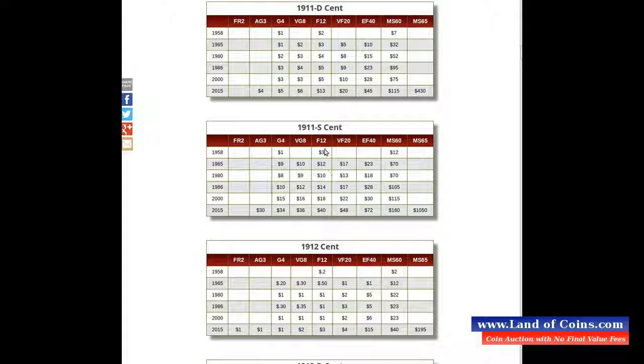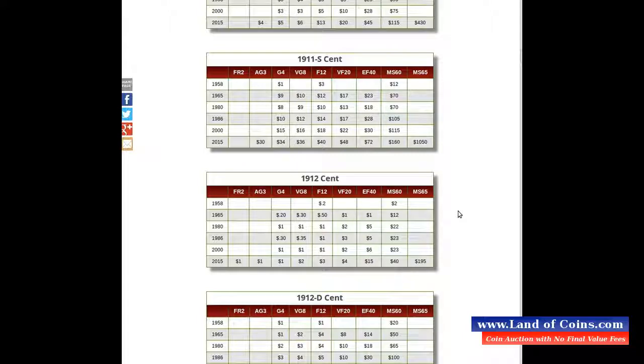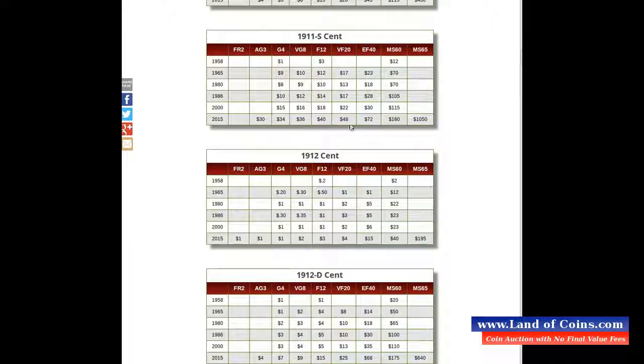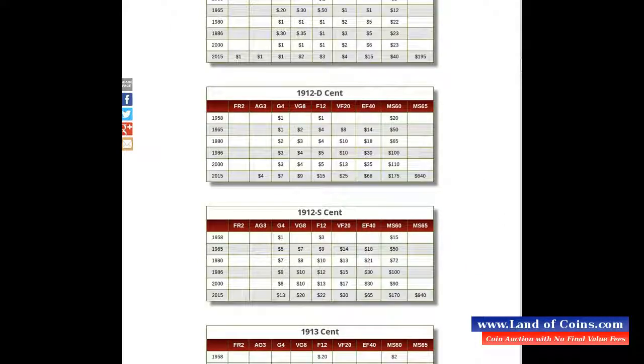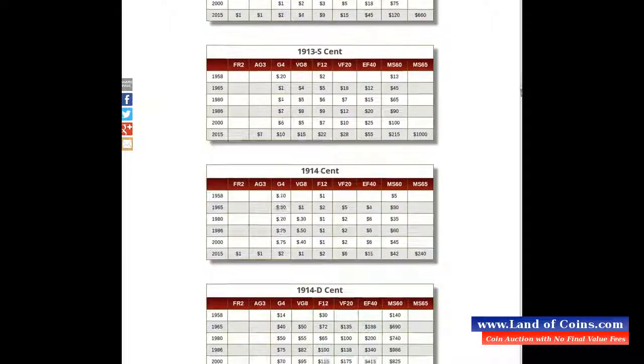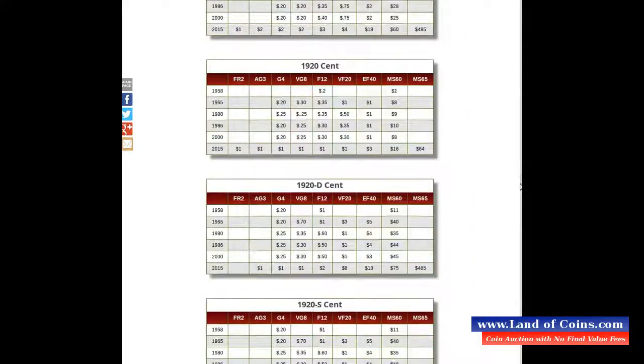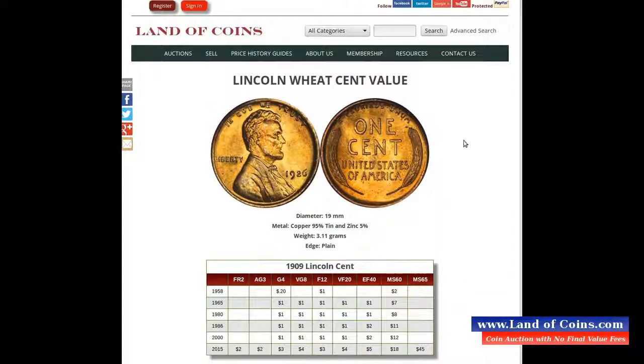F12, $3.58, now $40. But you can see since 2000 it's doubled. So a lot of action on the 1911S cent. Great coin, fun coin at an affordable price. And we have all of them. Most all the wheat cents are on here. You can just see how many you can research and look at and have fun looking at. All the different years and mint marks.